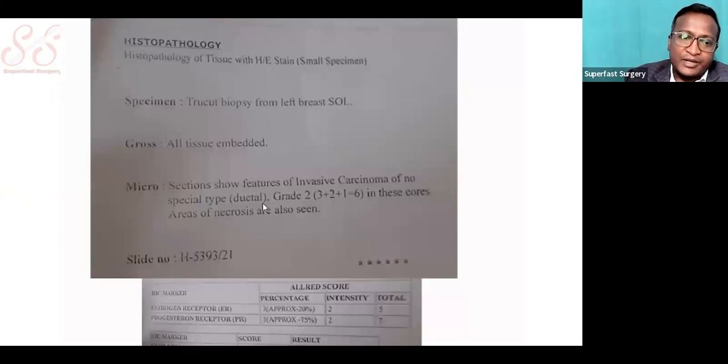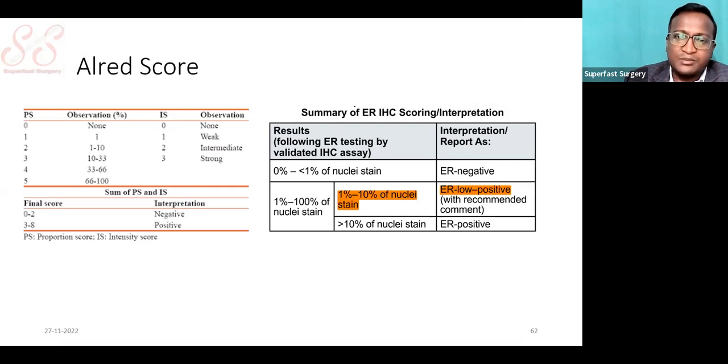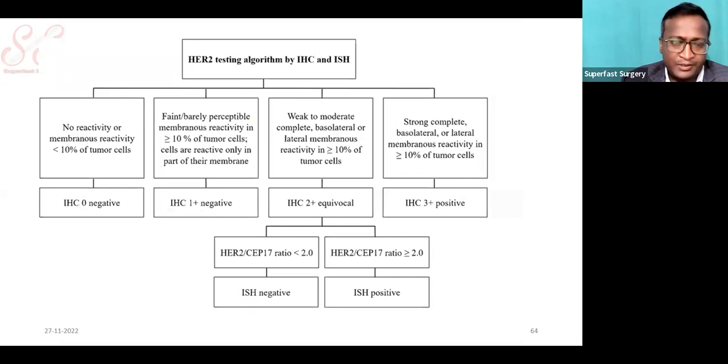Now we'll read the same report again. Here, this is the Allred score that they have used. For the estrogen receptor, the proportion score is 3 and the intensity score is 2, so 3 plus 2 is 5. It is positive. Estrogen receptor is positive. For the progesterone receptor, we have the proportion score of 5 and intensity score of 2, which is 7, so this is also positive. So the Allred score says that the hormone receptor is positive in this particular biopsy specimen. Fine. Hope everyone is clear.